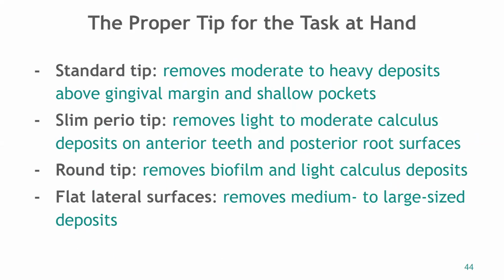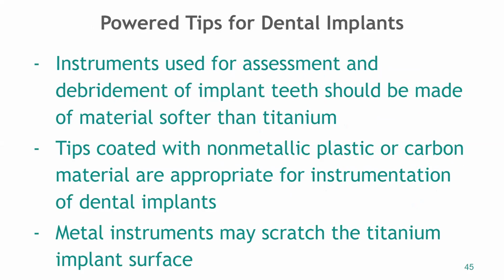So our standard tips, like we said, are going to remove moderate to heavy deposits above the gingival margin and in shallow pockets. Slim perio tips are going to be used for light to moderate calculus deposits on anterior teeth and posterior root surfaces. Round tips are going to be used for removing biofilm and light calculus deposits. The flat lateral surfaces are going to remove medium to large size deposits. So sometimes, guys, you're going to have 3 to 4 tips out for one root planing patient, just so that you can get a tip that adapts to every area that you are cleaning.